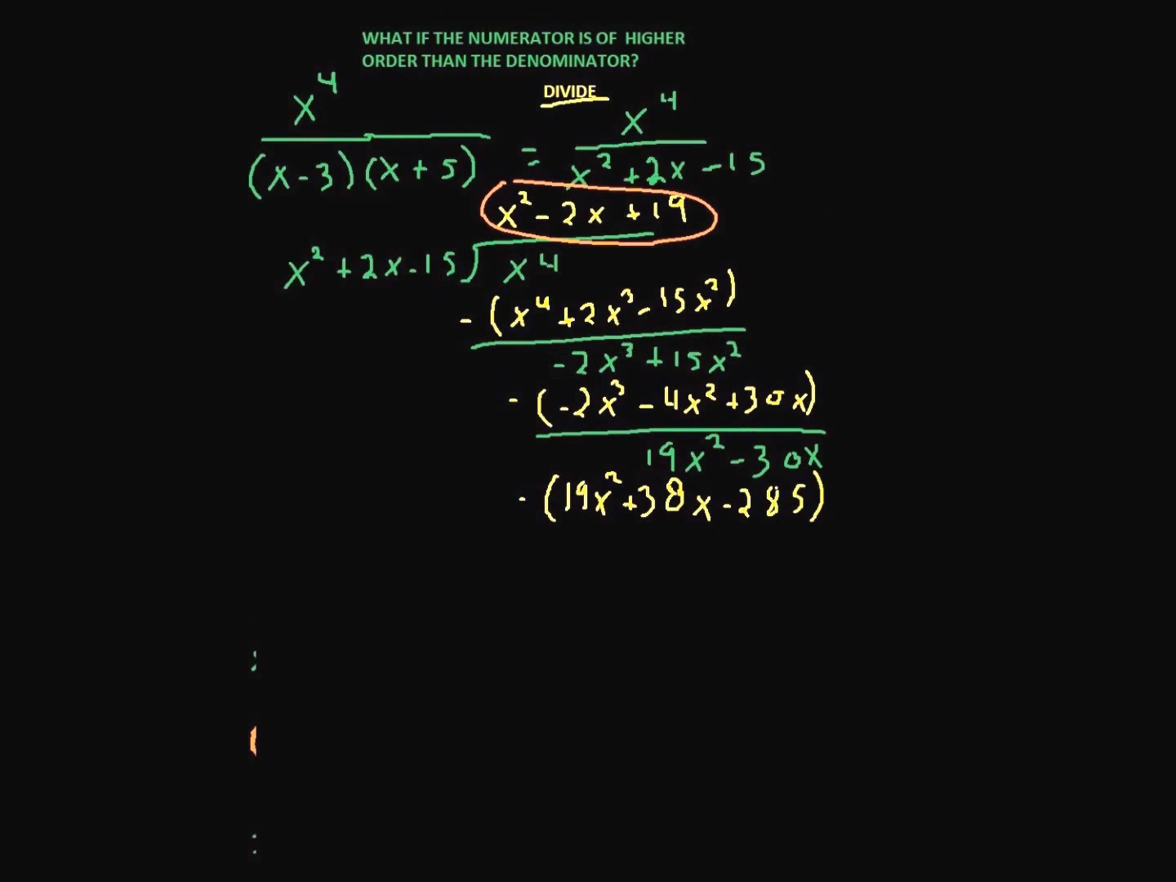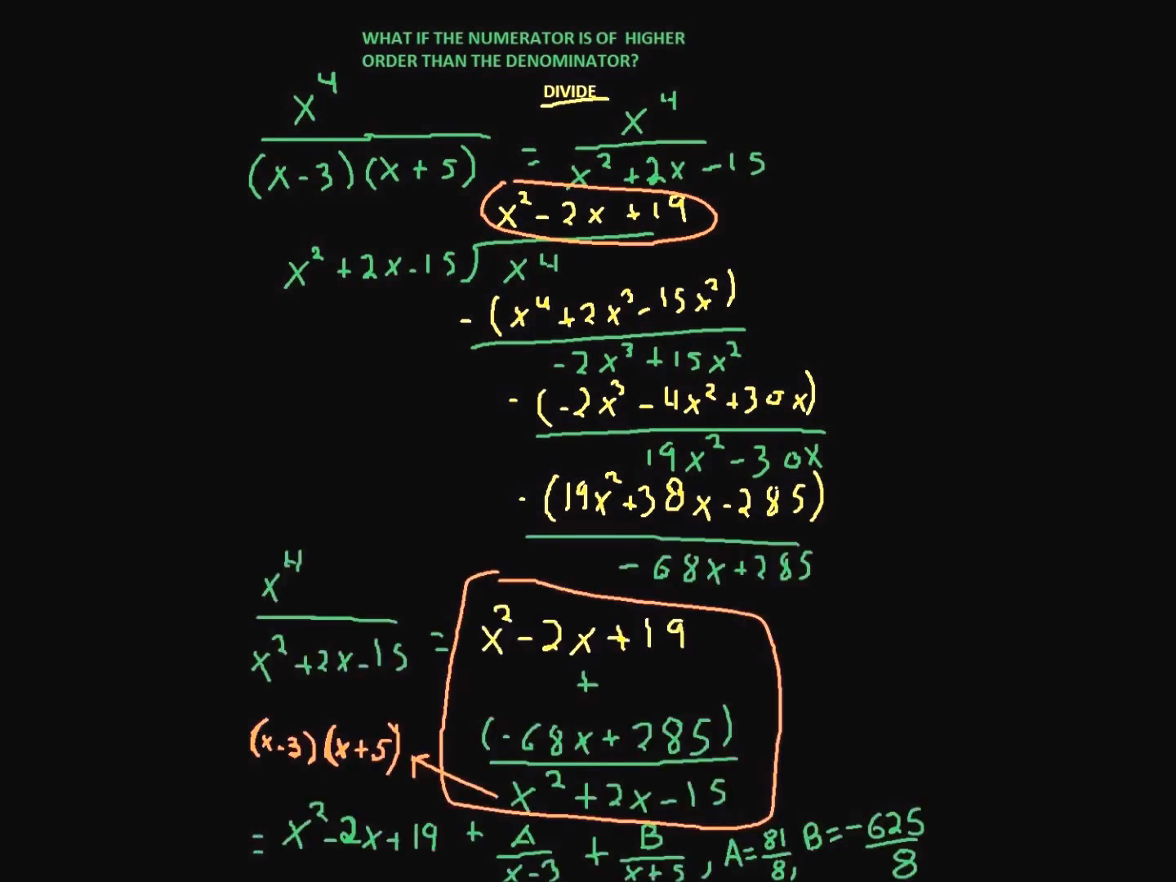In this example, the numerator's highest term, x to the fourth, is higher than the denominator's highest term, x squared, so you have to divide the numerator by the denominator, and you get x squared minus 2x plus 19, plus the remainder, which is (-68x + 285) over (x squared + 2x - 15), and you can expand that with partial fraction decomposition.